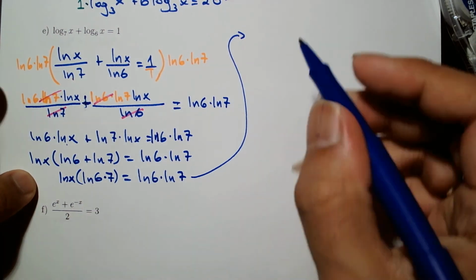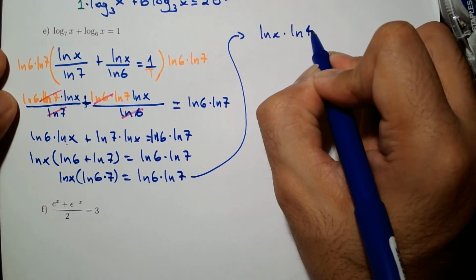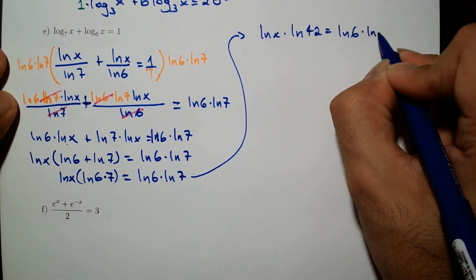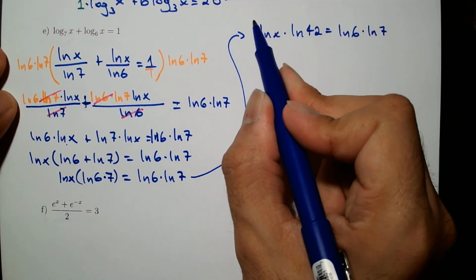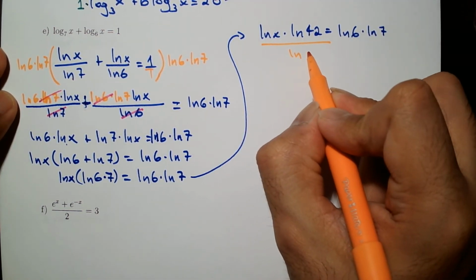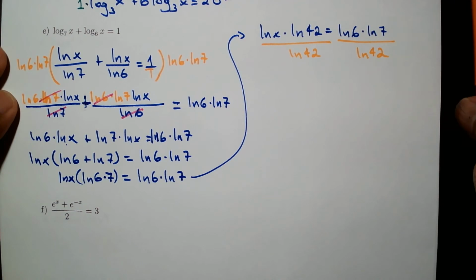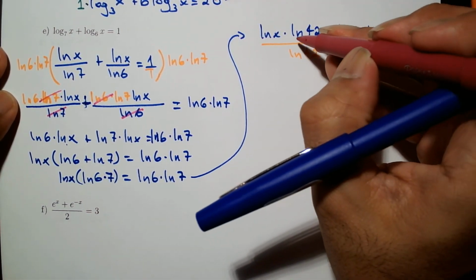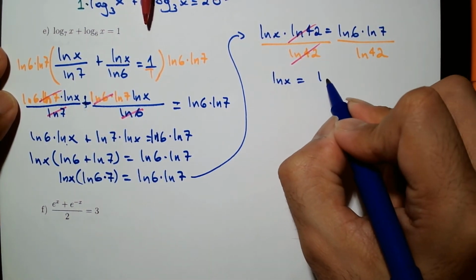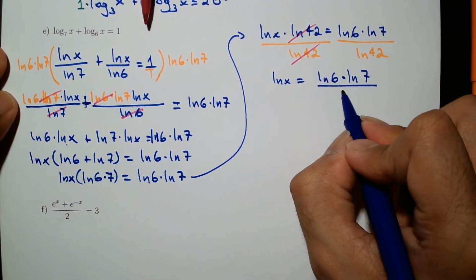Going up here, ln of 6 times 7 is going to be ln of x times ln of 42, which equals ln of 6 times ln of 7. So we need to isolate ln of x, the term that contains the x, by dividing both sides by ln of 42. In this case, we cancel these two, and ln of x equals ln of 6 times ln of 7 divided by ln of 42.